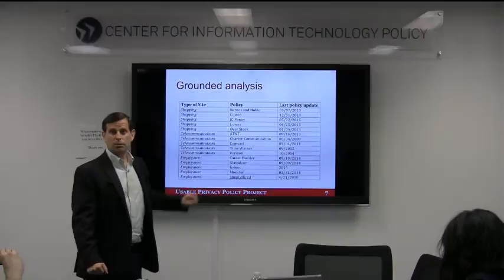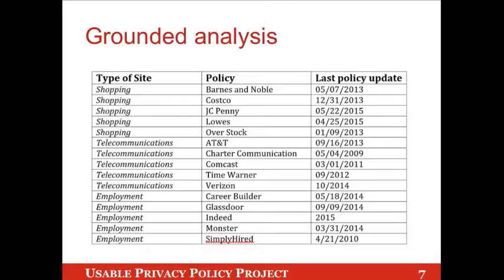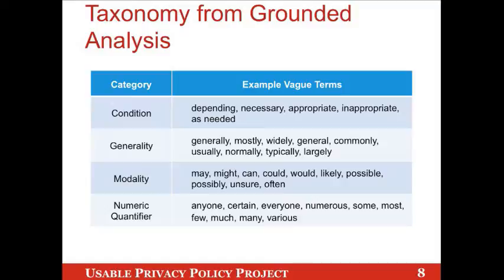And in doing the analysis, we came up with a taxonomy of the typical vague terms that you find in these policies. We don't know if this is domain specific to privacy policies. That's something that I think going forward would be a real interesting question for applicability of this model and techniques to some other areas that I'll talk about at the end. But we came up with a taxonomy here of different terms that fall within these different categories.